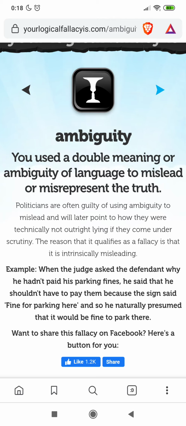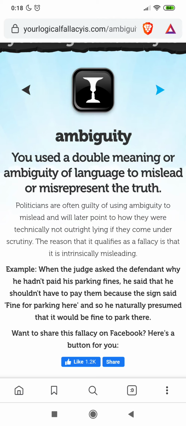Politicians are often guilty of using ambiguity to mislead, and will later point to how they were technically not outright lying if they come under scrutiny. The reason that it qualifies as a fallacy is that it is intrinsically misleading.